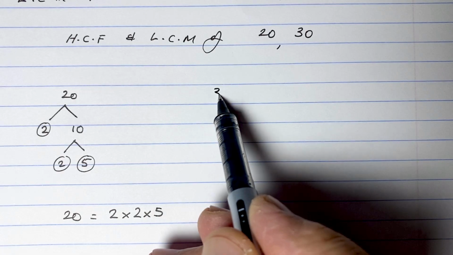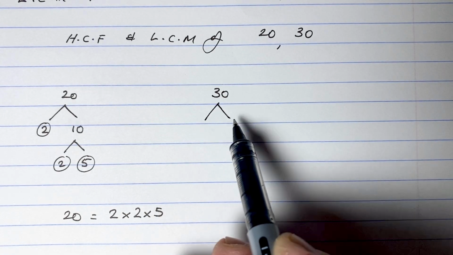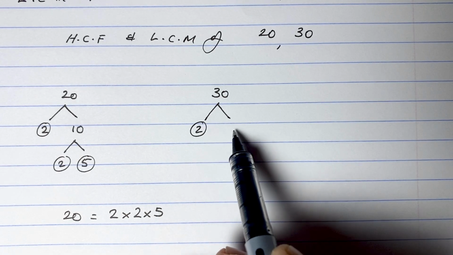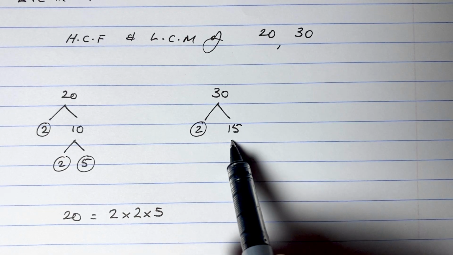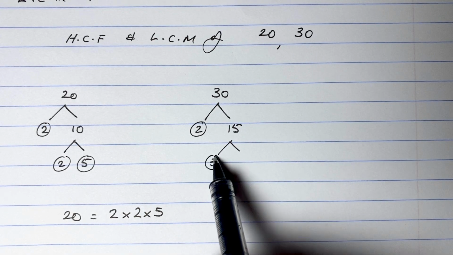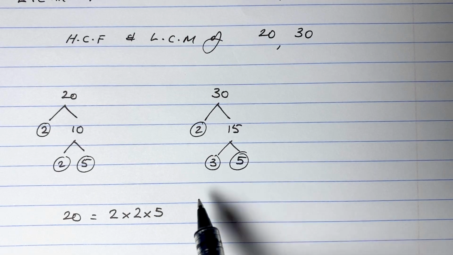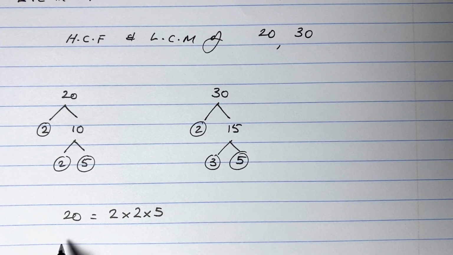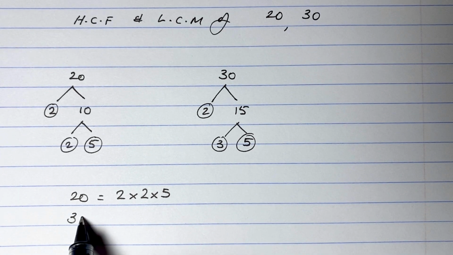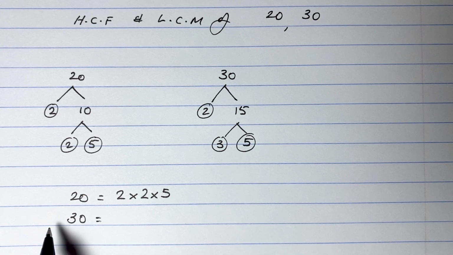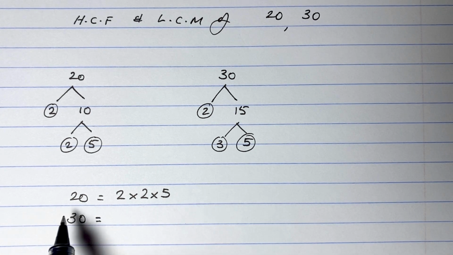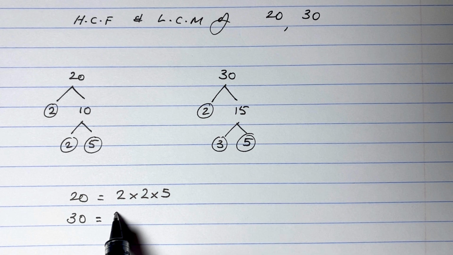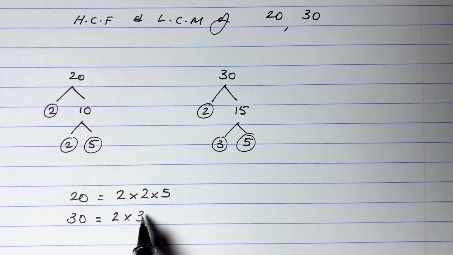And 30 here, 2 and 15, 3 and 5. So I'm going to list prime factors of 30 underneath of 20. So 2 times 3 times 5.